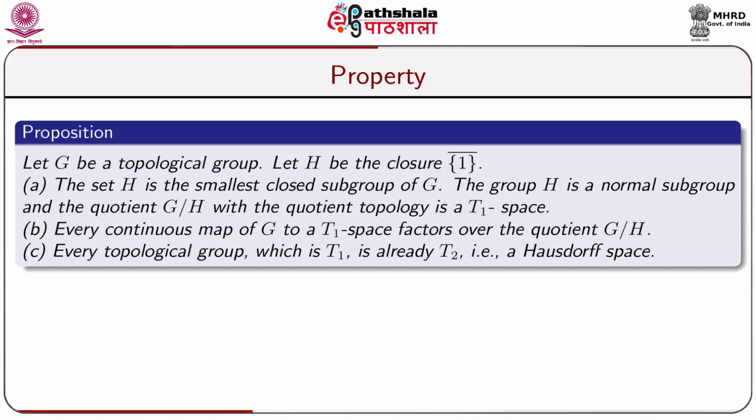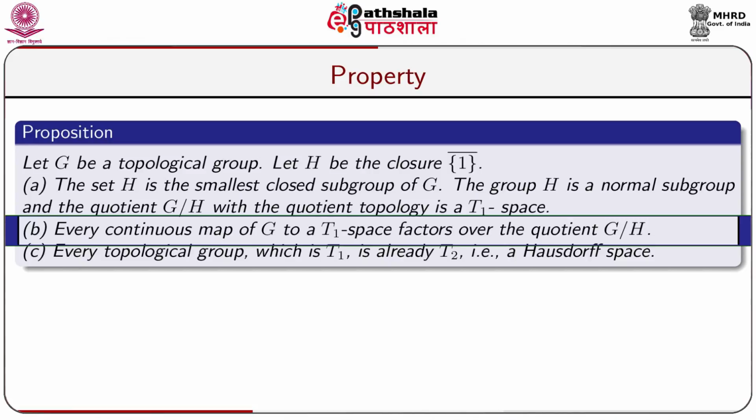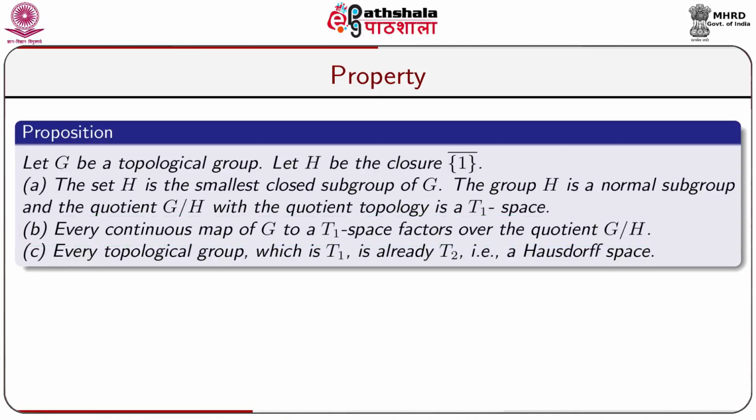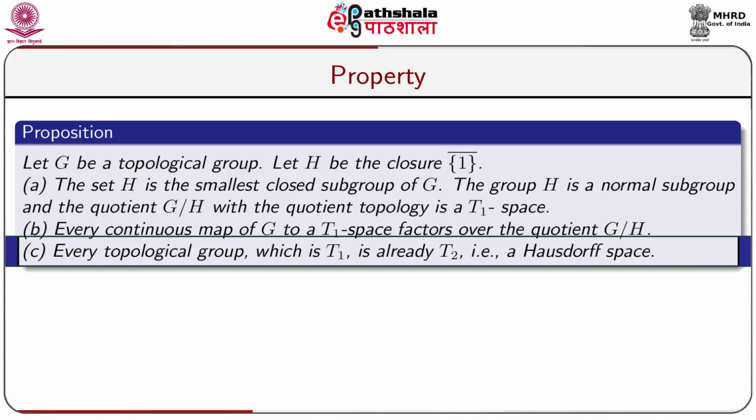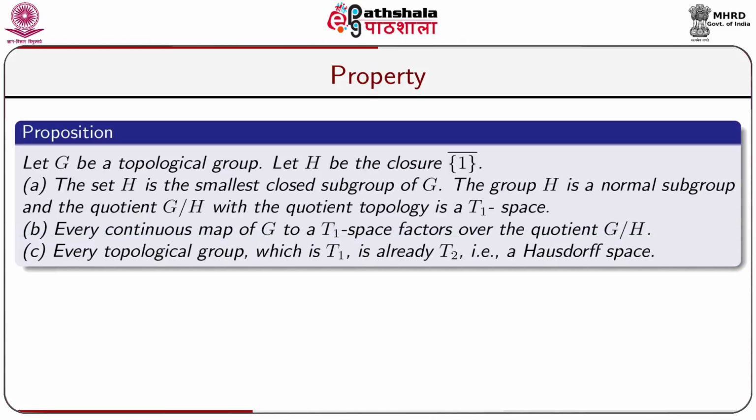Secondly, every continuous map of G to a T1 space factors over the quotient space G by H. This also follows from the previous theorem. Finally, every topological group which is T1 is already T2, that is Hausdorff. I am leaving the proof of this part as an exercise.